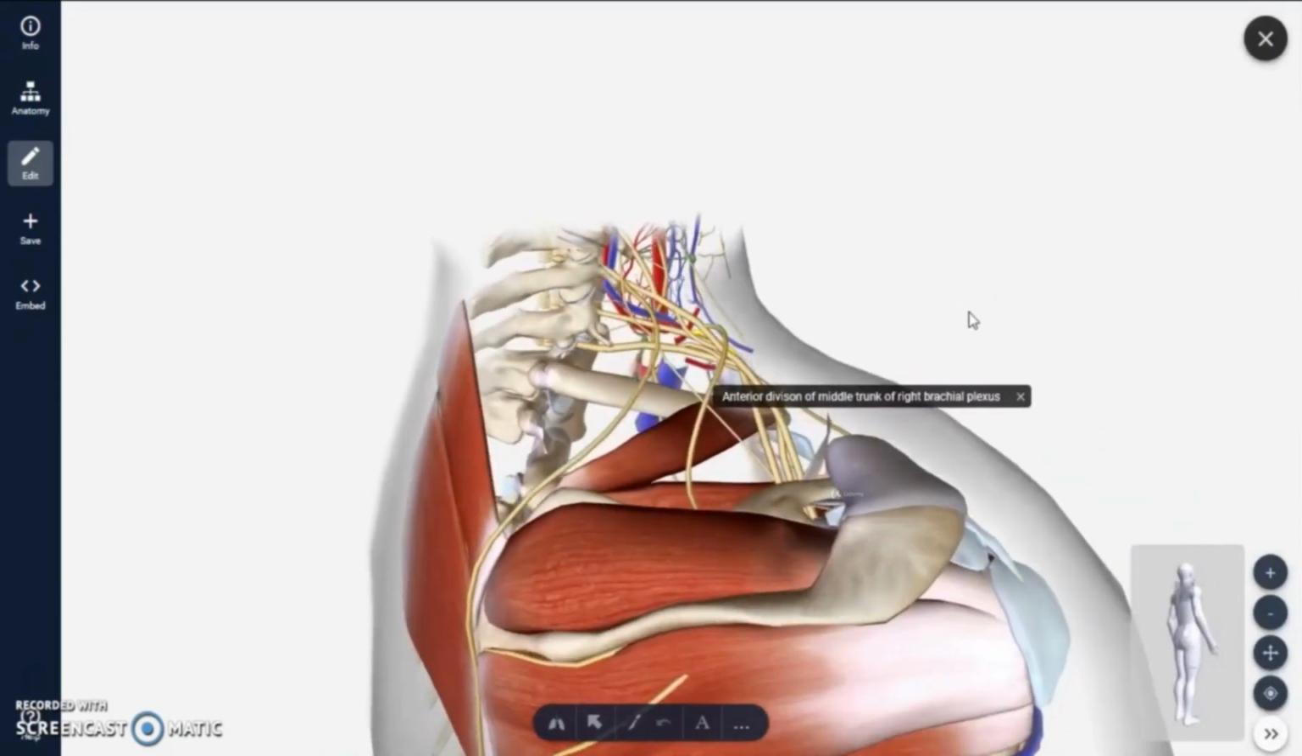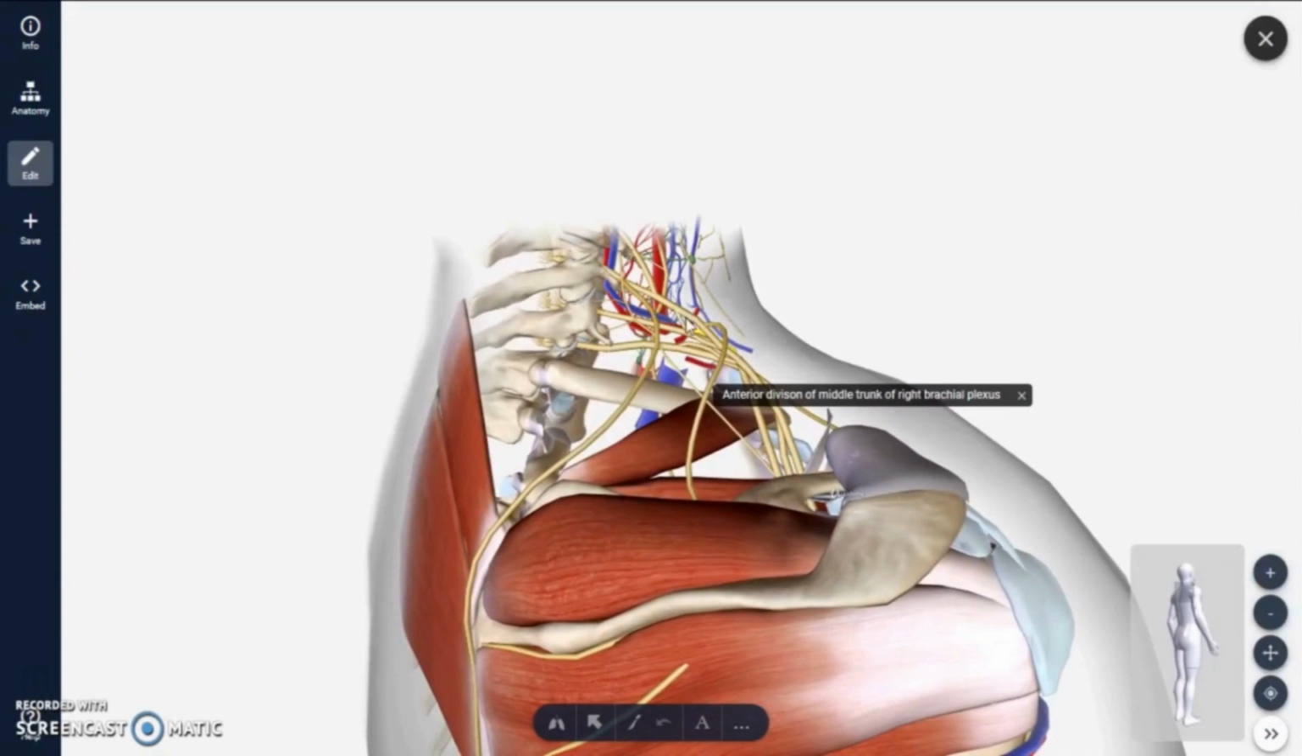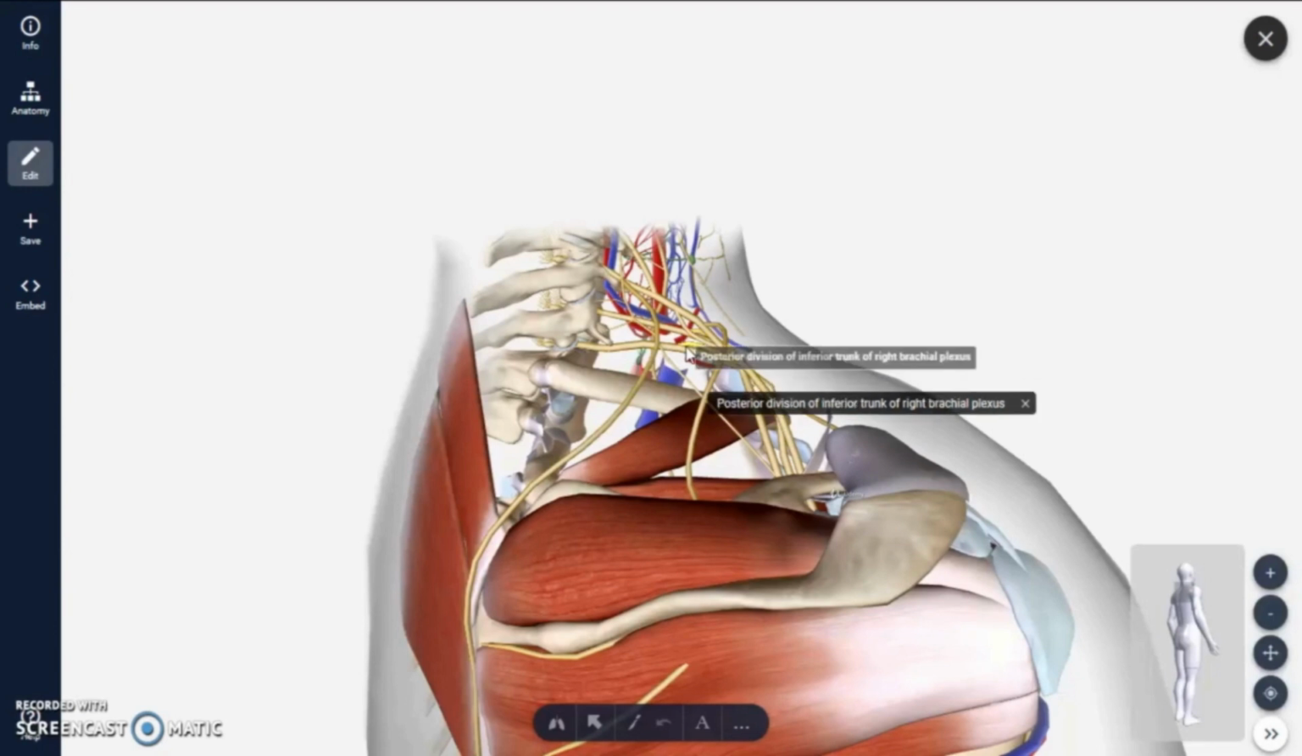So in this image we will try to see. Here we have the upper trunk with an anterior division and a posterior division. This division is called the anterior division, this is the posterior division, and the middle trunk again will divide into an anterior division, and here we will have the anterior division and below we will have the posterior division. Same way, this is the lower trunk, again we will have a posterior division and an anterior division. So these are the divisions happening in each trunk of the brachial plexus.